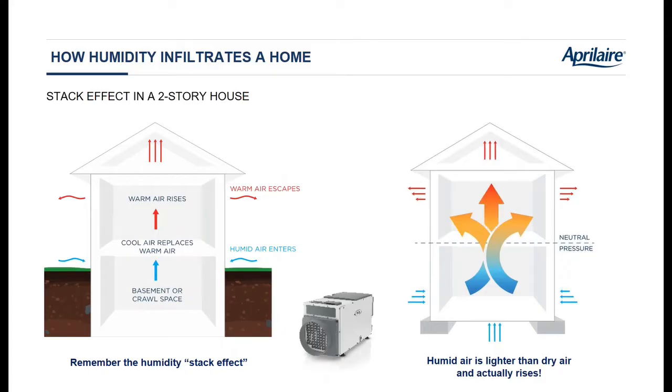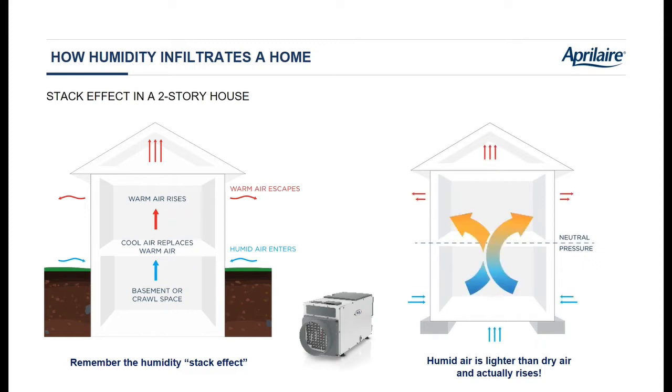So how does the humidity get into the home? Sure, some humidity comes in from cooking and showering and laundry and watering your plants, but the vast majority of the moisture in the home comes from where the home interfaces with the ground. Basement, crawl space, slab. That moisture moves into the space.